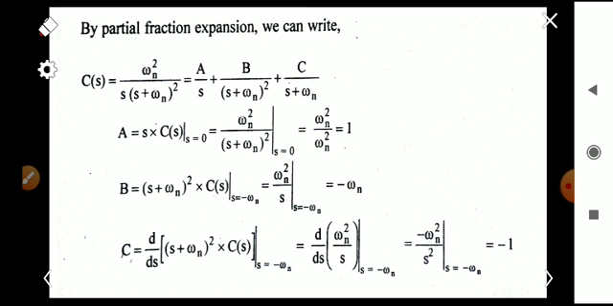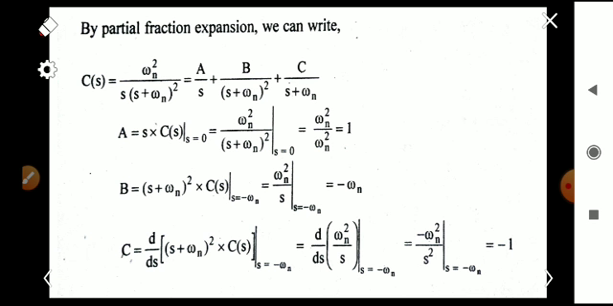For finding the value of B, we multiply the denominator (s + omega_n)^2 with the entire C(s). So (s + omega_n)^2 gets cancelled, and the remaining term is omega_n^2 / s. We substitute the solution of s here, equating (s + omega_n)^2 to 0, so s = minus omega_n. If we substitute minus omega_n here, the omega_n and omega_n get cancelled, and B is equal to minus omega_n.